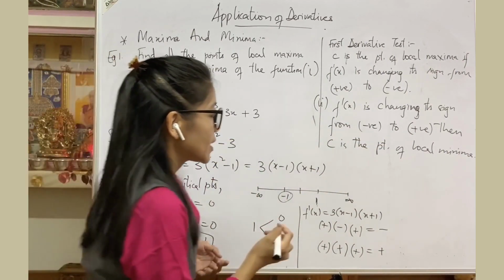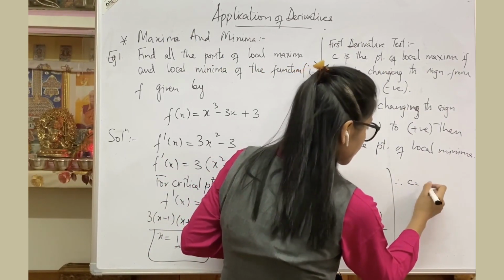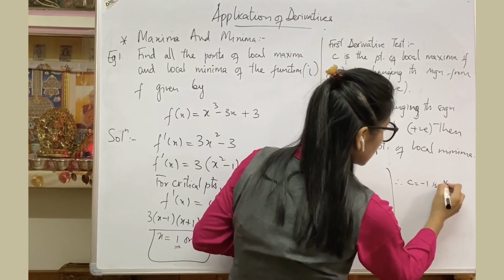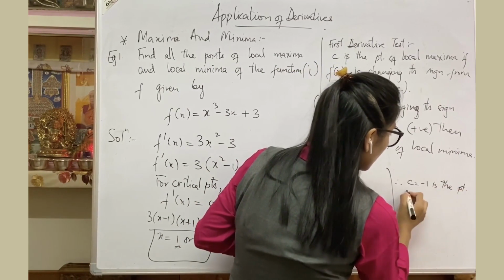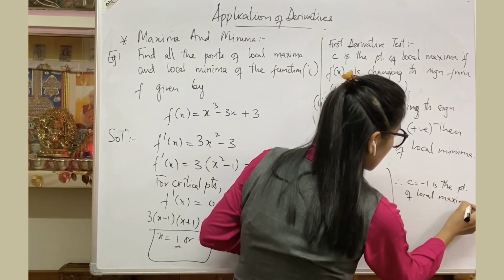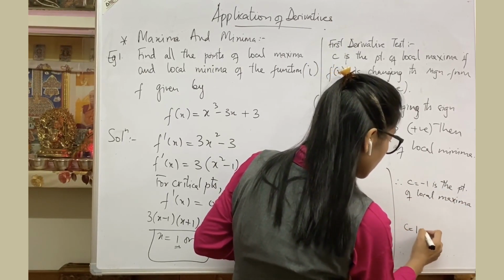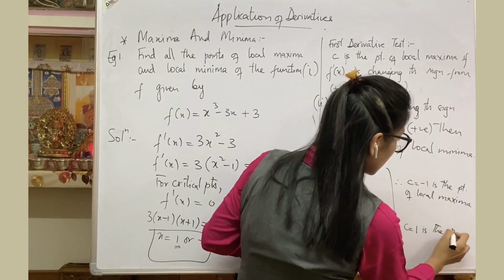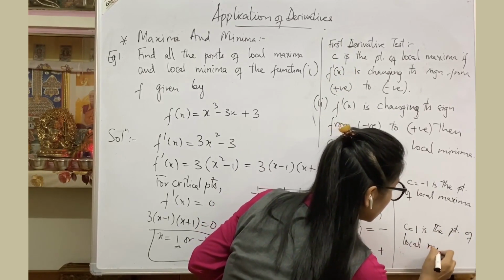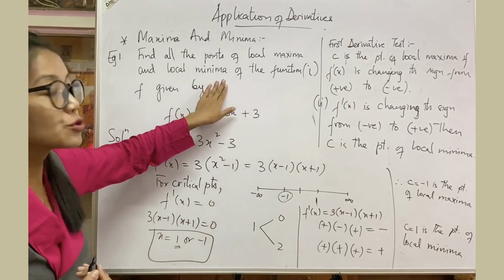Okay, so then you can sum up. Therefore you can say that C equals -1 is the point of local maxima, and C equals 1 is the point of local minima. So this is the complete solution to this question.